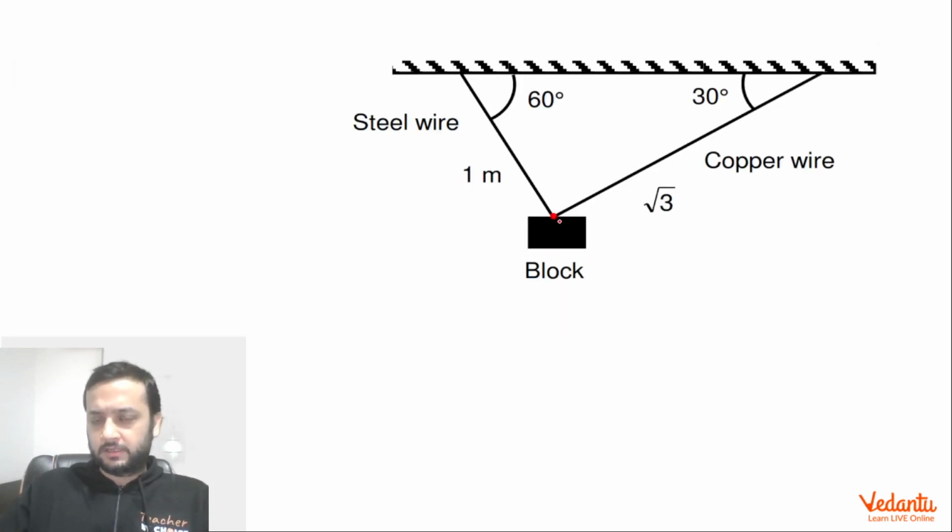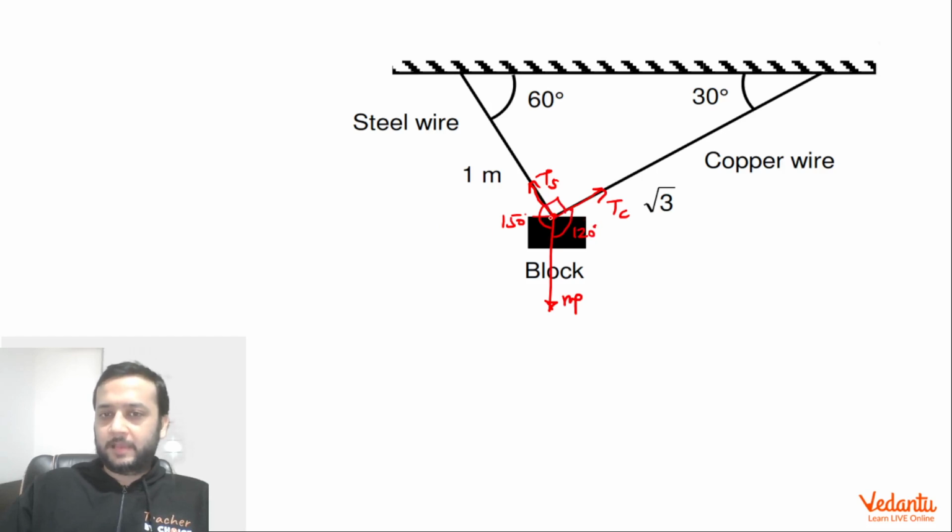If we balance the forces on this point, mg is going to act over here. Let's say the tension in the copper wire is Tc and the tension in the steel wire is Ts. Now this angle we can say will be 150 degrees because this will be 60 by alternate angles, and this will be 90, so total will be 150. Similarly, this angle will be 120 degrees and this is 90.